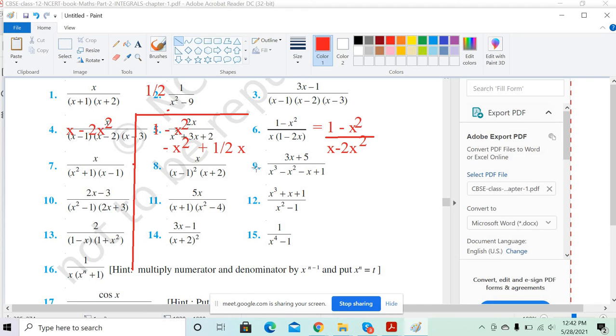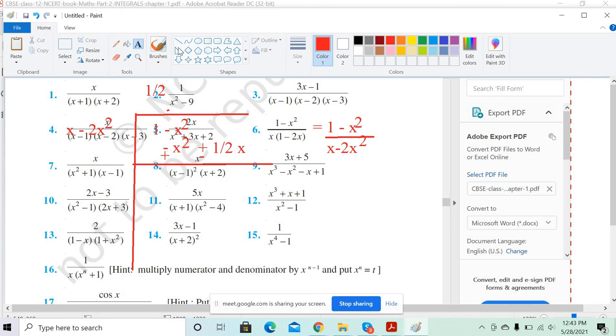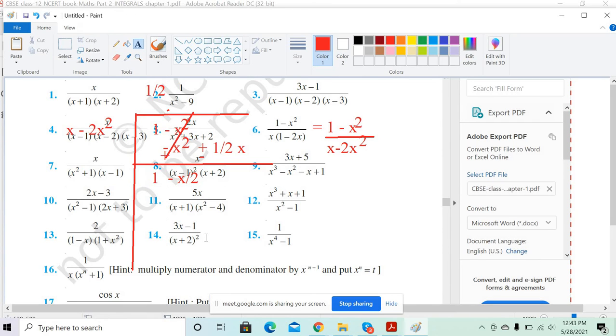Now we'll subtract. When you subtract, this minus sign will become plus here, and this minus sign will become minus. Right? So minus x square plus x square will get cancelled. So it became 1 here, 1 minus half x, that means x by 2, correct? Yes, sir.